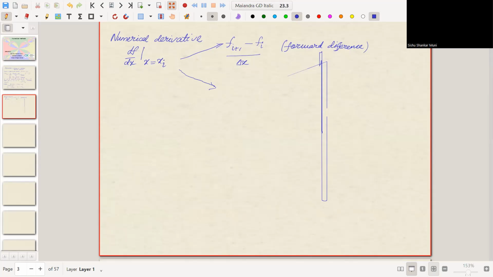And another method at hand: you can use f_i minus f_{i-1}, divided by delta x. This exact definition we saw in our previous definition, like f of x naught minus f of x naught minus delta x, divided by delta x. That is a backward difference. So this is known as a backward difference.